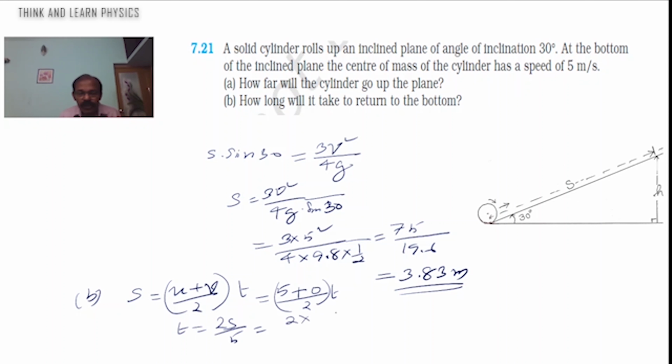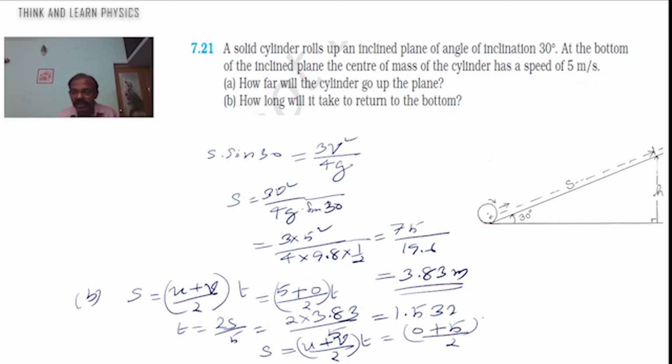So t is equal to 2 into 3.83 divided by 5. This is found to be 1.532. Now consider the downward motion. Then we can write the same relation, S equals (u plus v) by 2 into t. But here the initial velocity u is equal to 0 and the final velocity v is equal to 5. So 0 plus 5 by 2 is the average velocity into time.